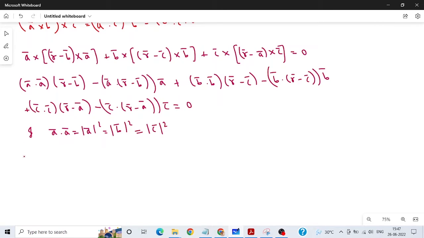Okay, so now what we get? We get A bar dot A bar, which is magnitude of A bar square, bracket R bar minus B bar, plus, I'm writing the addition terms first, B bar dot B bar, so it's mod of A bar square bracket R bar minus C bar, and the last term plus C bar dot C bar, which is mod of A bar square, R bar minus A bar. Okay, so then minus, then what we have, it's a minus.